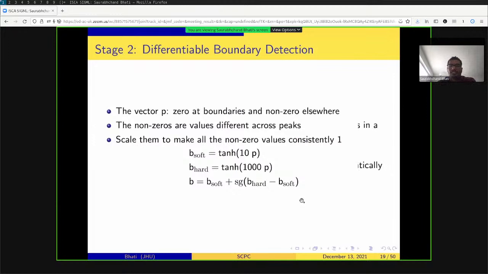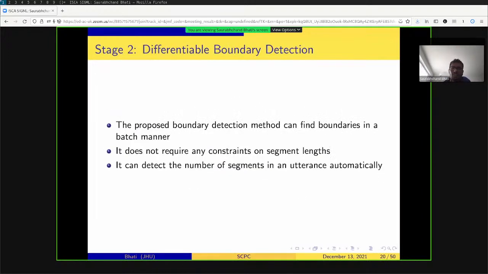So now that we have generated this vector of zeros and ones, we will go to the next step, but there are a few challenges that I talked about. The boundary detector can tackle all of them. We can find boundaries in a batch manner. Since we are defining b to be a 0 or 1 vector at each time step, it doesn't matter how many boundaries there are in the data, it will just change the size according to the utterances. And it does not require any constraints on segment length.